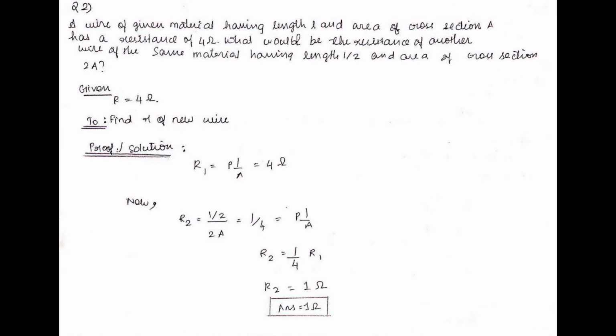Now let us go with the second question. A wire of given material having length L and area of cross section A has a resistance of 4 ohms. What would be the resistance of another wire of same material having length L by 2 and area of cross section 2A? We know that R is equal to 4 ohms.